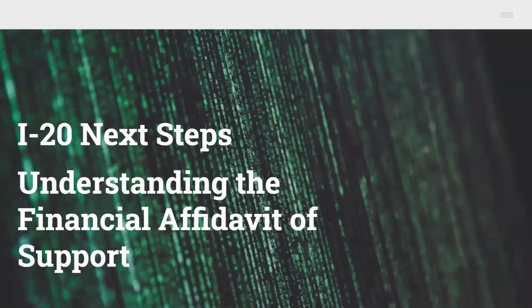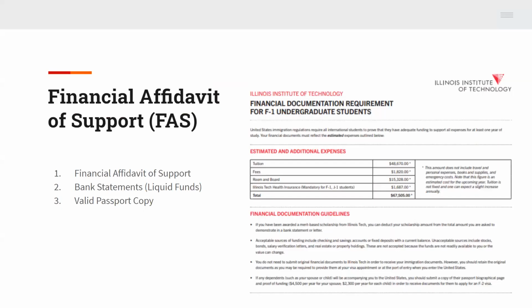So let's break down that I-20 for you and understanding the financial affidavit of support. I know that a lot of institutions will start using acronyms, and so you'll actually hear that financial affidavit of support referred to as FAS. That FAS is going to be what we need completed in order to issue you that I-20.